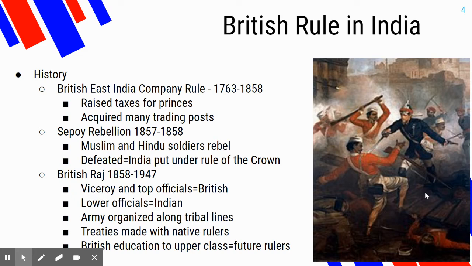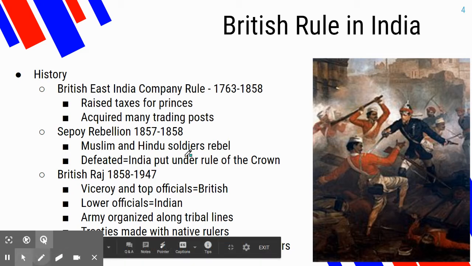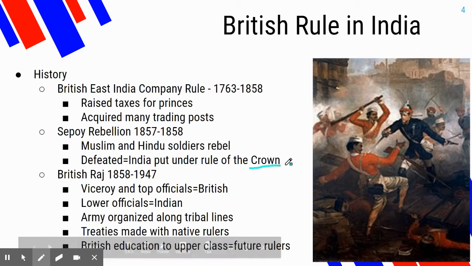So the key part of this is the crown. So the British Queen takes direct control over India now. And this is the period that we then call the British Raj that lasts for about 100 years. This is that indirect rule period where the viceroy and the top officials, the generals, are all British, and the lower officials are all Indian, and they actually run the country.